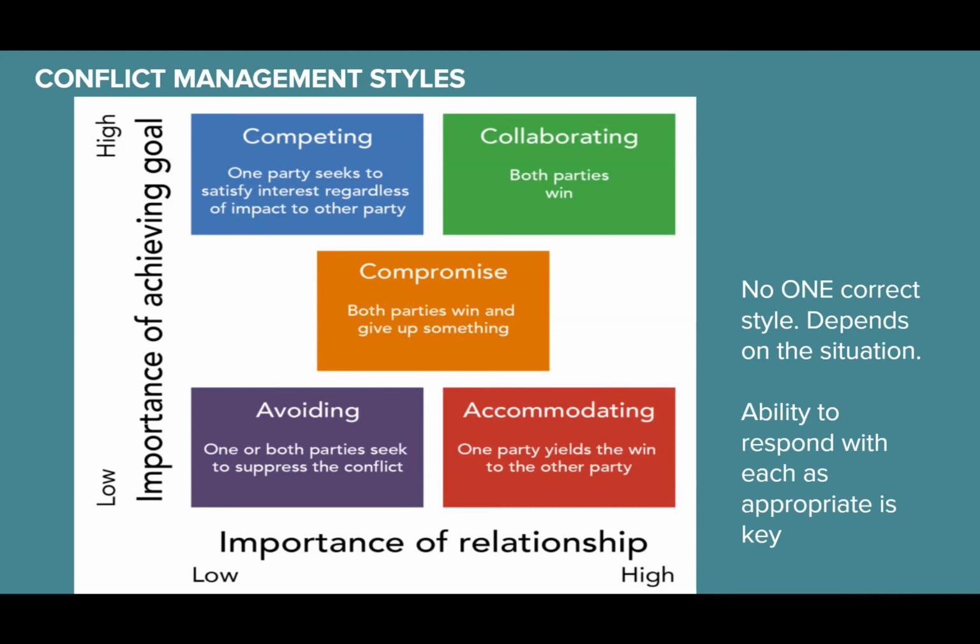Sometimes avoidance is also used when it's not an important goal at all. It's such a tiny little thing that people aren't going to make a big deal about it, so it's low importance in achieving the goal and less important to the relationship. You can see the different axes here. Then there's competition, which is more like a sports thing or a game. One party's competing and wants to win it. It's a competition, not a collaboration, right?